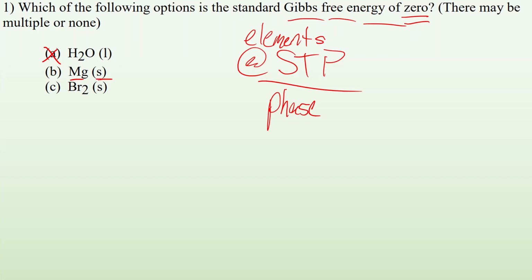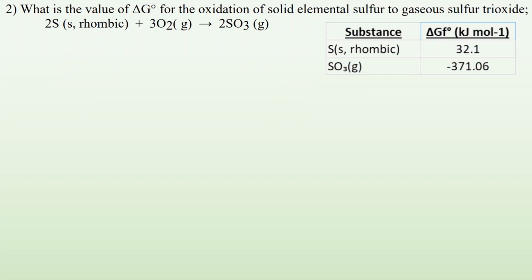Magnesium, solid. It is a solid at STP, so magnesium's looking pretty good. And then bromine being a solid. Actually, bromine should not be a solid. It should be a liquid at standard temperature and pressure.